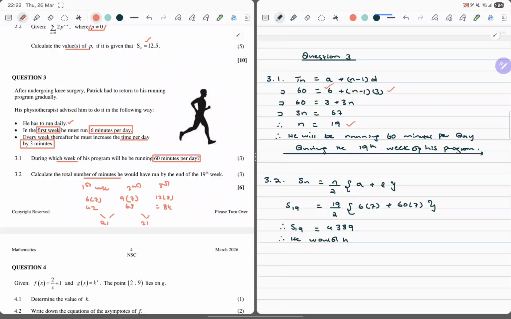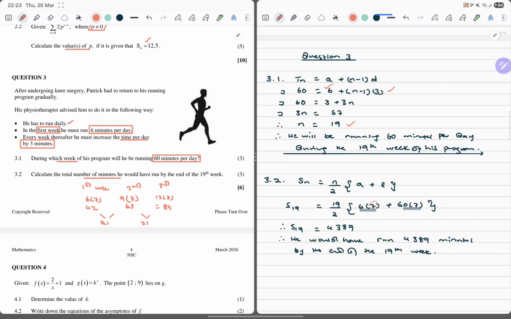So we can say, therefore, he would have run 4389 minutes by the end of the 19th week. Okay, so obviously you need to know that here we're just combining all the minutes per week because there was consistency. So these are some of the sequences where there's some repetition within the week. So I hope that is clear.